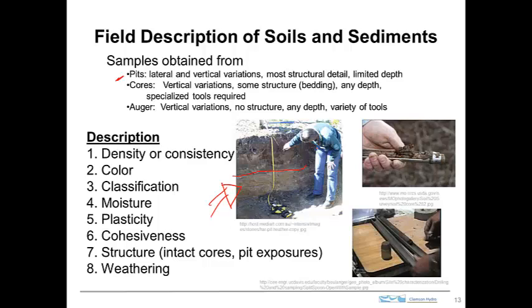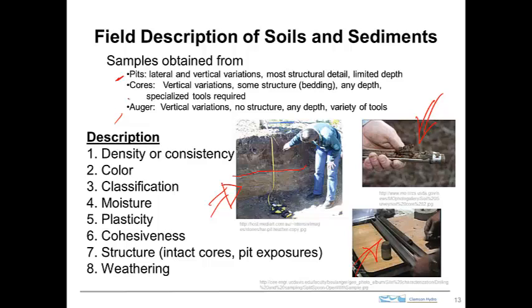You can also take cores of soils. Here's an example of a core that's obtained by hand, and this is a split spoon core. Split spoon cores can be obtained with a drill rig, and so you can get them from fairly great depth. Also, there's a possibility of getting a sample with an auger. Now, the advantage of using a core is that you can go into the subsurface and you can get some of the soil that's relatively intact.